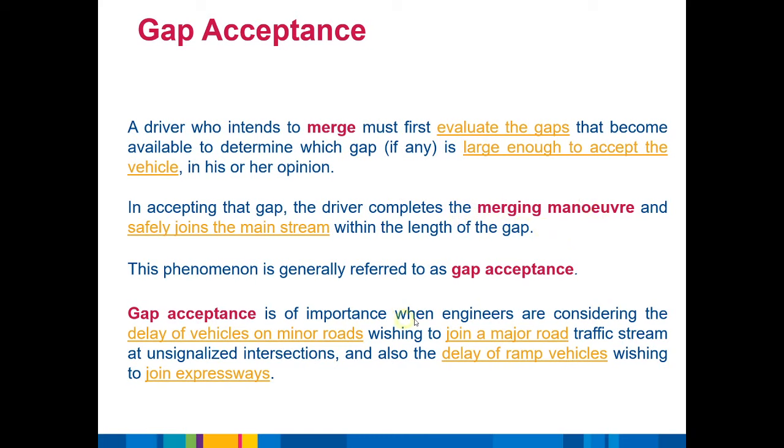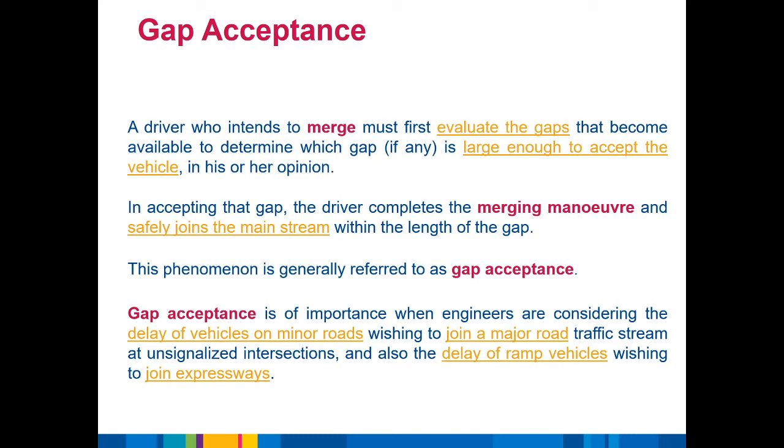So gap acceptance is important for engineers who are trying to consider delay of vehicles on minor roads that want to join the major road. We also want to know about delay of ramp vehicles that want to join expressways. We've got concepts of the first vehicle in a gap, a second vehicle, follow-up vehicles. All of these terms we need to define in some way, and you'll see shortly that it's quite easy to define. And this will tell us how the vehicles will actually move into place.